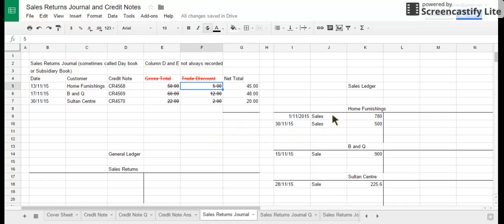But what we're going to do is put each of the transactions into the sales ledger, into the three customer accounts, and then the totals are going to go into the sales returns T account, which will be in the general ledger. And again, that's quite a common exam question. So the sales returns ledger account is always in the general ledger, not the sales ledger. Right, here goes, guys. First one, 13th of the 11th, 15, and it's a sales return.